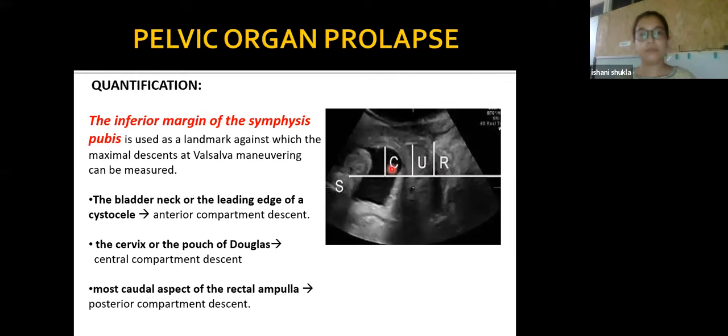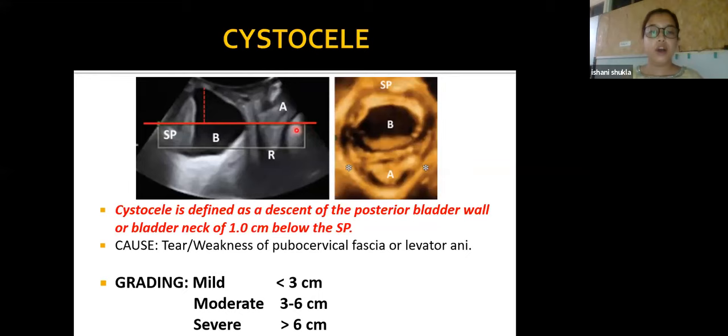Cystocele is defined as a descent of the posterior bladder wall or bladder neck of 1 centimeter below the pubic symphysis on ultrasound. We can grade it as mild if this distance is less than 3 centimeter, moderate if it is 3 to 6 centimeter, and severe if it is more than 6 centimeter. The cause of cystocele is tear or weakness of the pubocervical fascia or levator ani. Here, this line, it is 3 to 6 centimeter below this pubic symphysis. So this is moderate cystocele.